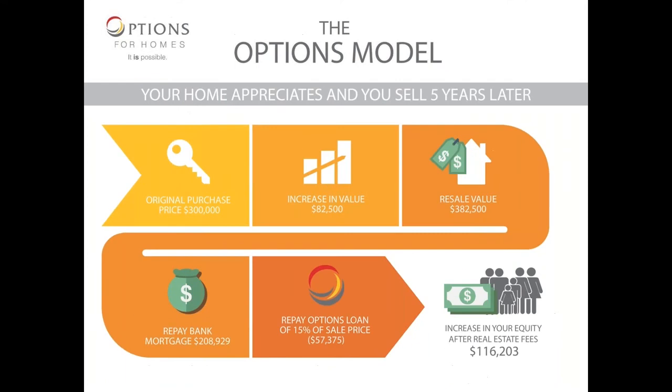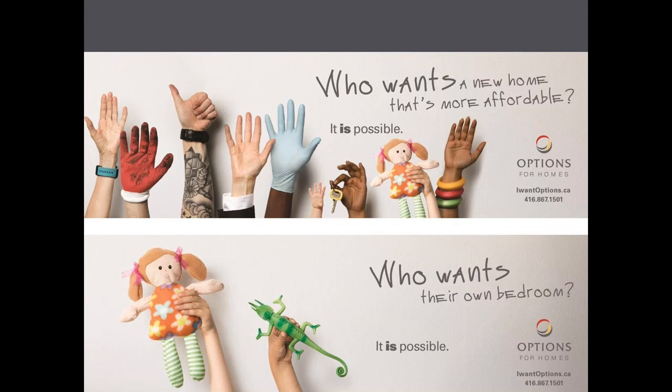And then you'll see what happens 5 years later. The unit has escalated by 3% a year, so it's now worth $382,000. They pay back the bank, they repay us with our appreciation, and now they've gone from having put $15,000 down to having $116,000 in equity. That is the difference we can make for our purchasers. That's the essence, I would say, of the model.